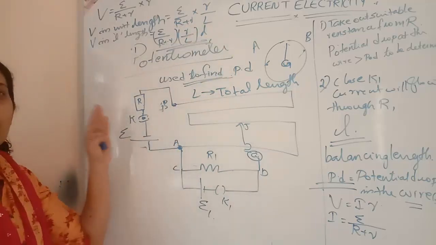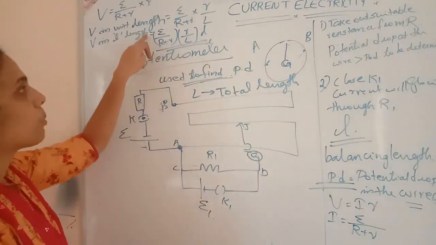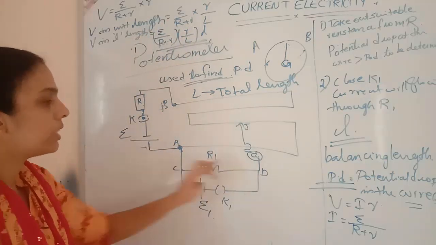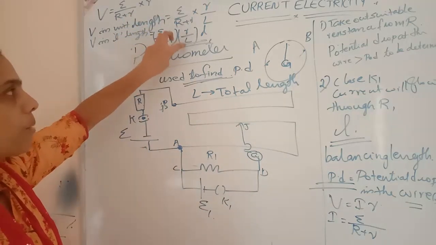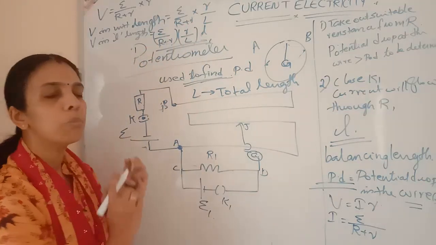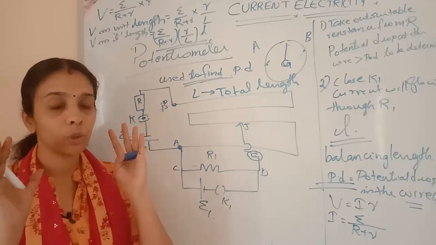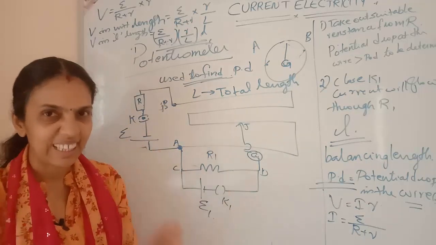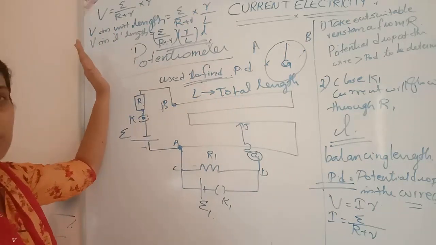So this is the formula used to find the potential difference. This potential drop across this much length will be equal to the potential difference between C and D. So E by capital R plus small r into r by L into l. Okay, clear? So this is how we will find the potential difference. You should remember the principle: V is proportional to l. V by l is the potential gradient.